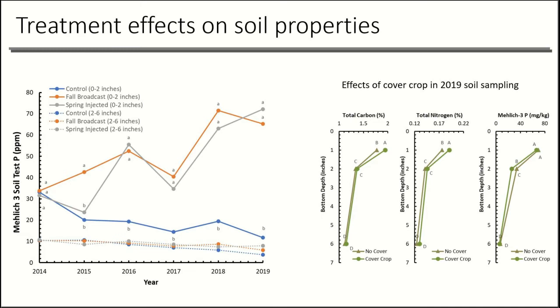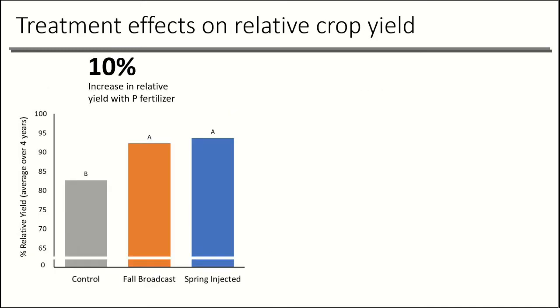So the main treatment impacts on phosphorus were from the fertilizer management. Now I'll show a few slides looking at yield, and I'm not going to get into all the details here. So we see that over the 4 years, an average increase of about 10% in relative yield with phosphorus fertilizer application.